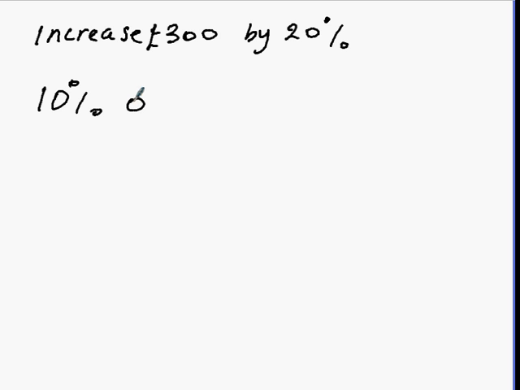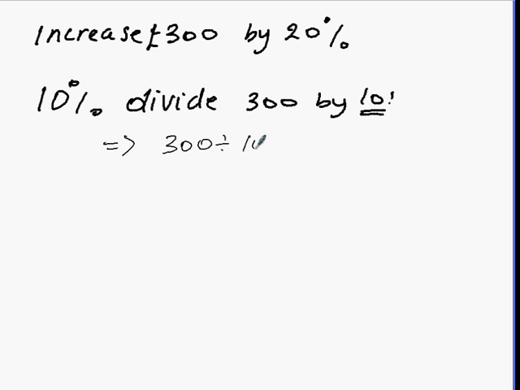So divide 300 by 10, and that gives me 30. So 10% is 30. Now if I want to work out 20%, I just have to double the answer, so 30 times 2 gives me 60, and that basically is 20%.